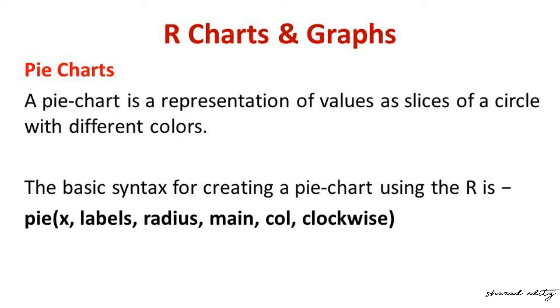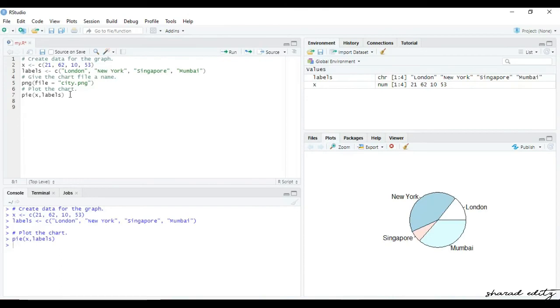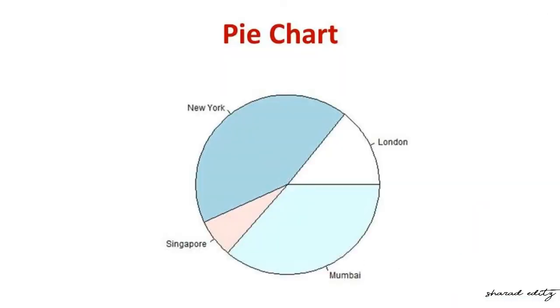A pie chart is a representation of values as slices of a circle with different colors. The slices are labeled and the numbers corresponding to each slice are represented in the chart. In R, the pie chart is created using the pie function, which takes positive numbers as vector input. The different parameters are used to control labels, colors, title, etc. So we can mention the color and title of the chart.